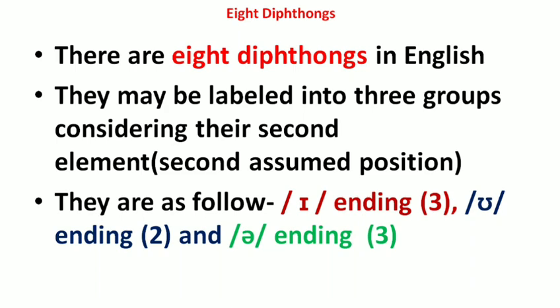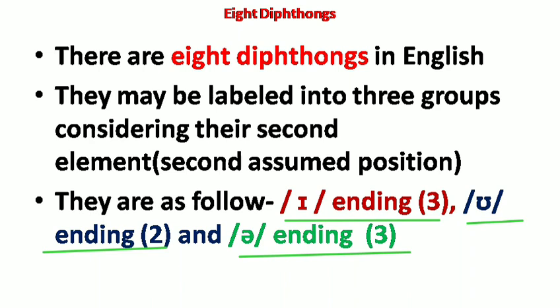We discussed that the tongue assumes one position and moves from that assumed position to another position. The other position is the second element in the diphthong. That means there are as follows. Diphthongs ending in the schwa vowel are there. Schwa-ending diphthongs are 3 in English. Then /ʊ/-ending diphthongs are 2 in English. And /ɪ/-ending diphthongs are 3 in English. Likewise, 8 in English.